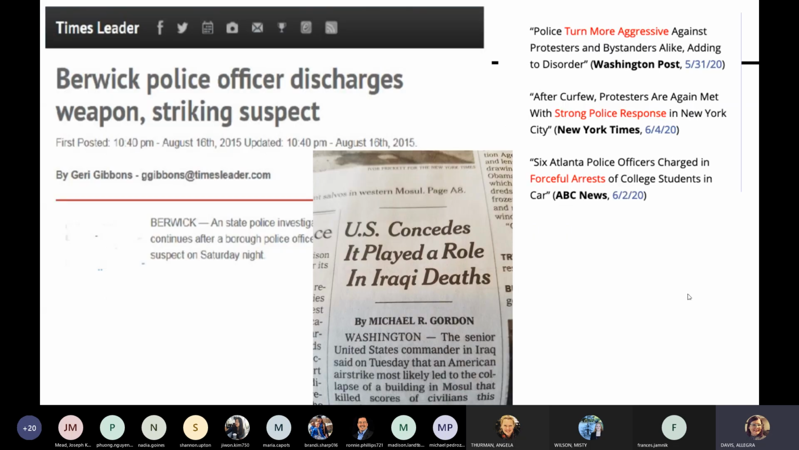And I think I have some examples of how newspapers sometimes use euphemisms. This one is that a police officer discharged a weapon, striking a suspect, which is the most roundabout way of saying that they shot someone, right? And so these are highlighting some ways that newspapers soften things that happen so as not to seem like they're pointing the finger at someone.